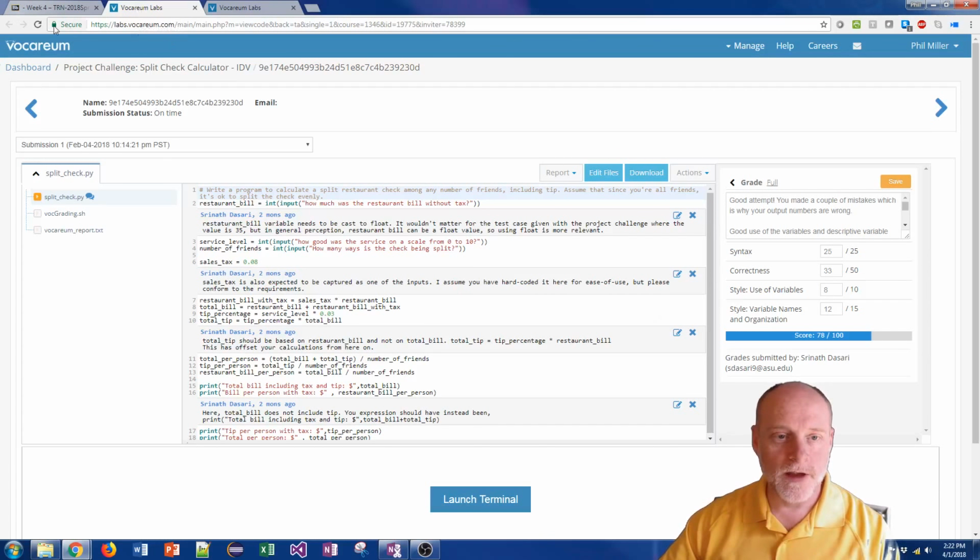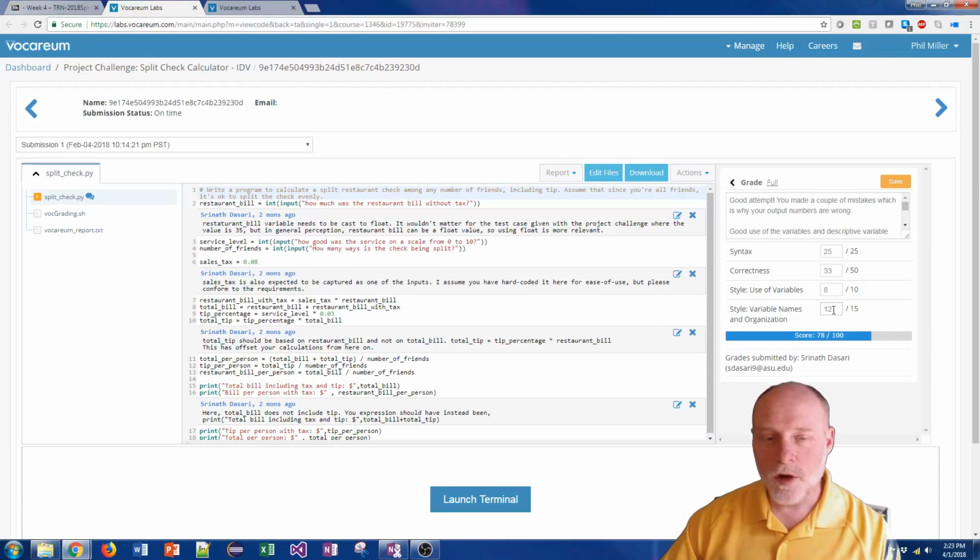So here's an example, and this one's actually really interesting. I want to show you some features of the Vocarium tool, and you'll see the score that this student was given: a 25 out of 25 for syntax, so everything compiles and runs. They got a 33 out of 50 on the correctness, so some of the outputs don't appear to be quite right, or possibly some of the outputs are missing. Use of variables, there's some potential problems there, but not very big ones according to this grader. And same thing for variable names and organization, 12 out of 15 there.